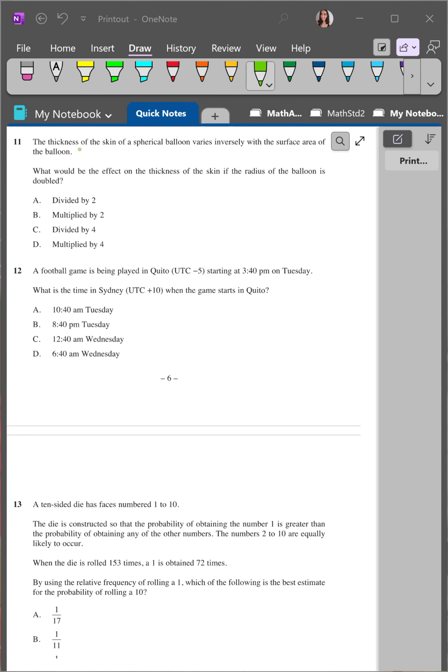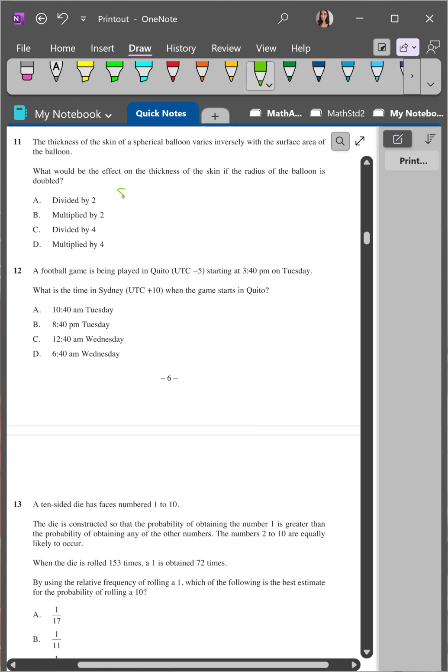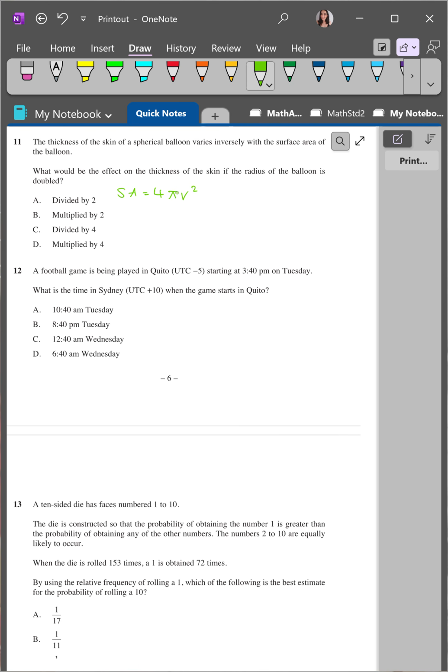Question 11. The thickness of the skin of a spherical balloon varies inversely with the surface area of the balloon. What would be the effect on the thickness of the skin if the radius of the balloon is doubled? So, firstly, the surface area of the sphere is represented as 4 pi r squared, and you can get this from your formula sheet.